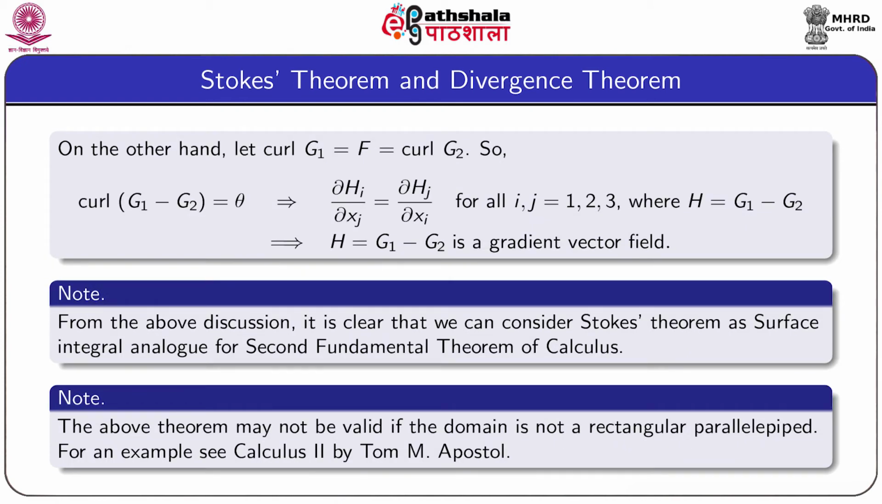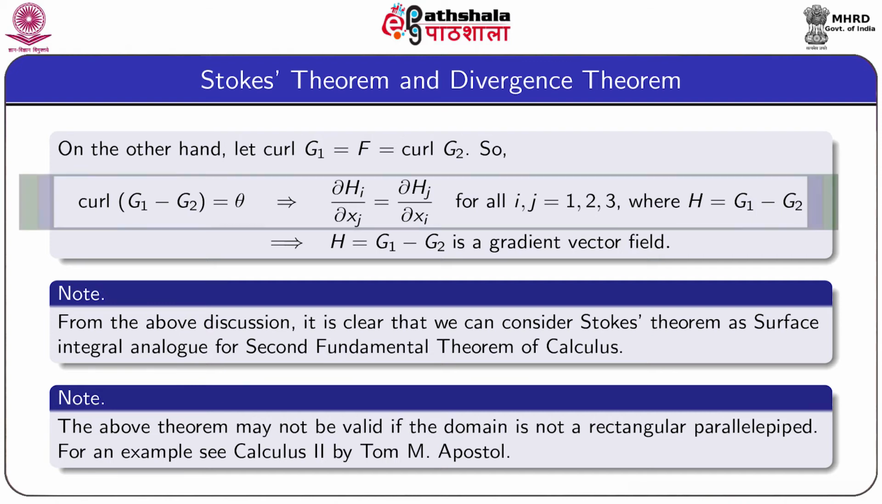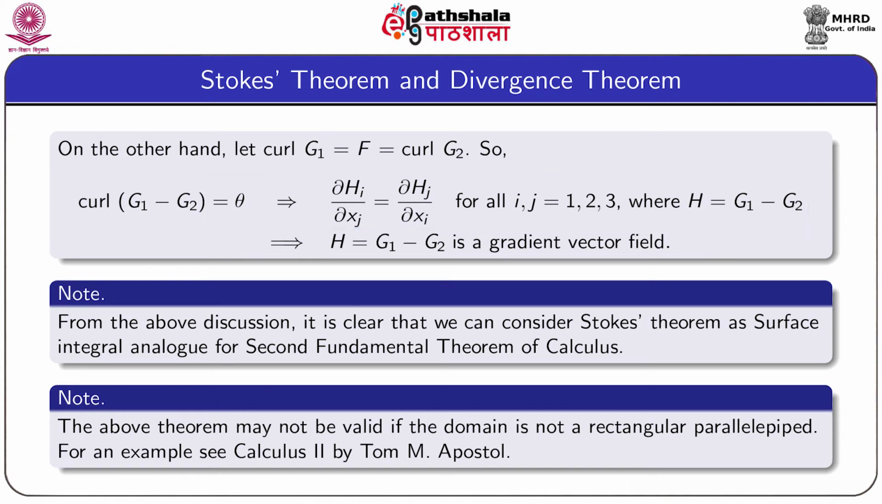On the other hand, let curl G1 equal f equal to curl G2. So curl of G1 minus G2 is the 0 vector field. This implies ∂hi/∂xj equals ∂hj/∂xi, where h is G1 minus G2, and this holds for every i and j from 1 to 3. This implies h equal to G1 minus G2 is a gradient vector field.